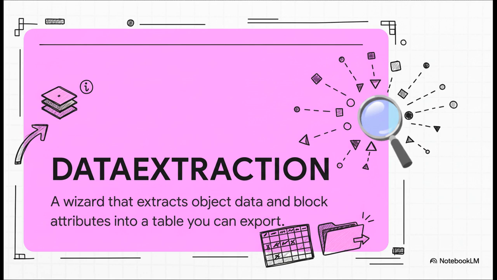It's called data extraction. It's basically a wizard that walks you step by step through pulling literally any piece of information you can imagine out of your drawing. I'm talking block attributes, the length of every polyline, layer info, you name it, you can grab it. And then you can pop it right into a table in your drawing or shoot it straight out to Excel.